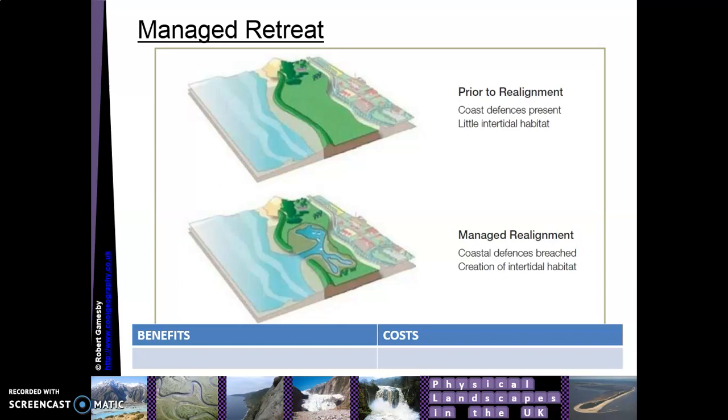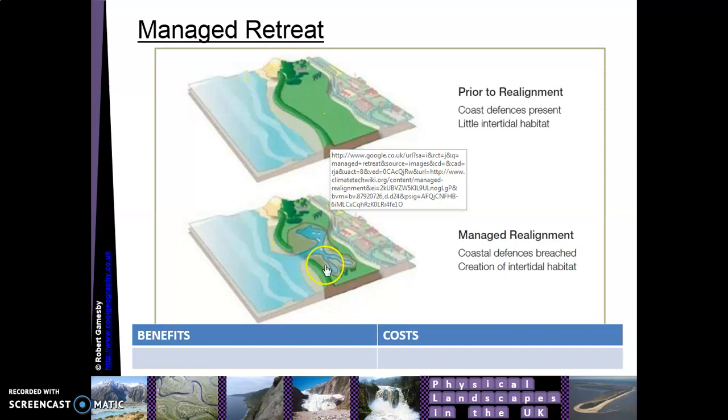Managed retreat is not hard or soft engineering. It's just letting nature do what it does. And so managed retreat here you can see is where you're letting nature take back what once was its. So you can see here there was a sea wall, which is the green raised bit. They've opened it up to allow it to naturally flood and erode inland.